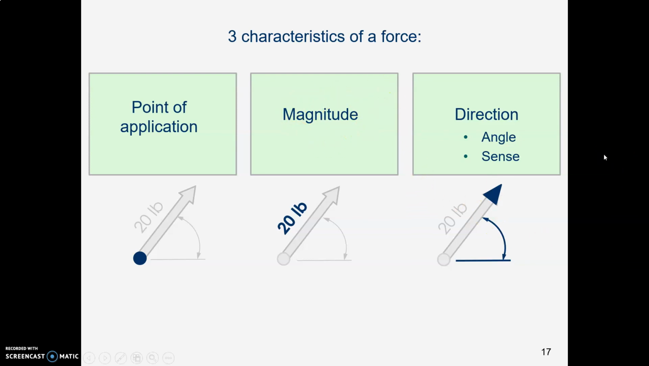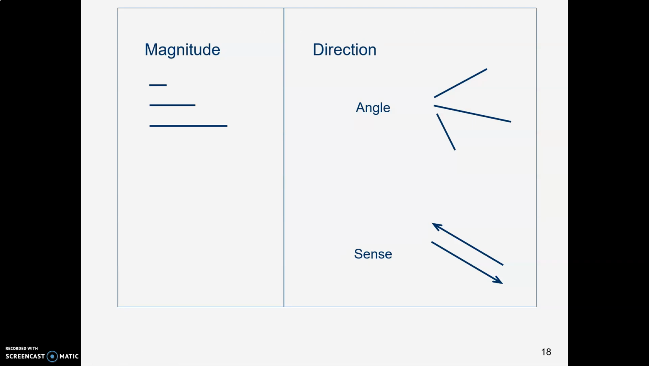Is it 20 pounds of push? Is it 10 pounds of push? And the direction. And the direction is made up of two elements. There's the angle, so is that at a 60-degree angle or a 45-degree angle? And the sense. Sense is represented by what direction that arrow is pointing. Is it pulling away or is it pushing towards, for example?